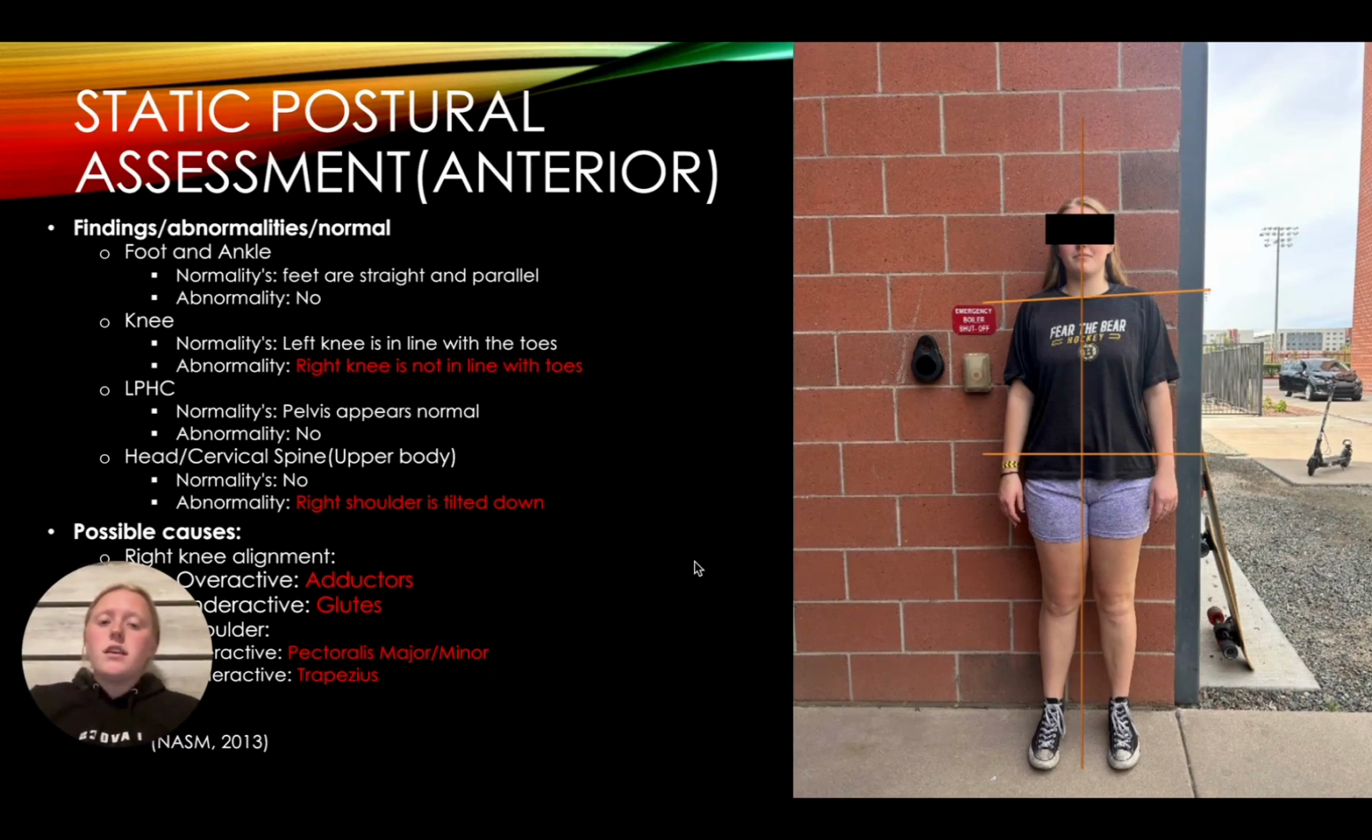Possible causes of the right knee not being in correct alignment would be from an overactive adductor and or an underactive posterior glute. Both are directly related to assisting in adduction. Possible causes of the tilted shoulder are overactive pectoralis major and minor and or underactive trapezius.